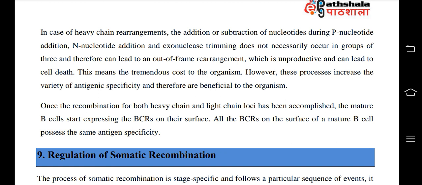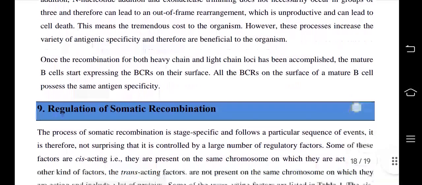Once the recombination for both heavy chain and light chain loci has been accomplished, the mature B cells start expressing the BCR on their surface. All the BCRs on the surface of a mature B cell possess the same antigen specificity.